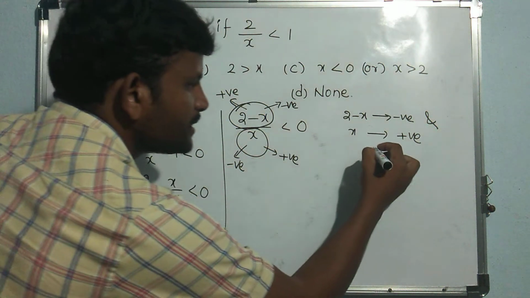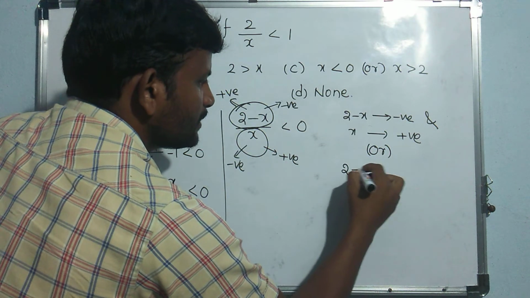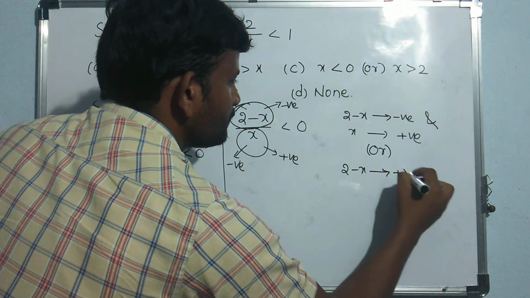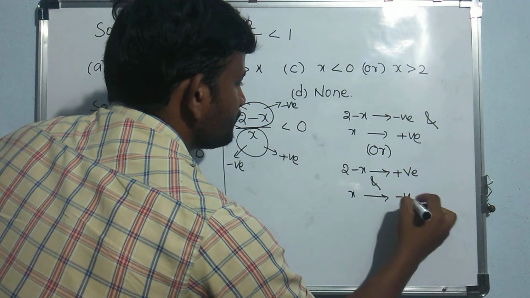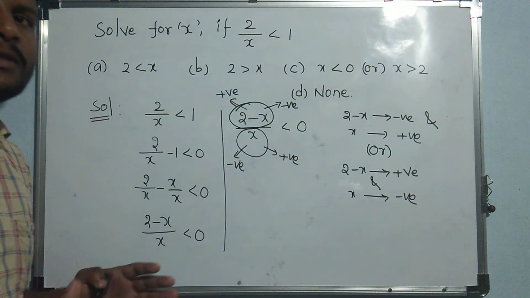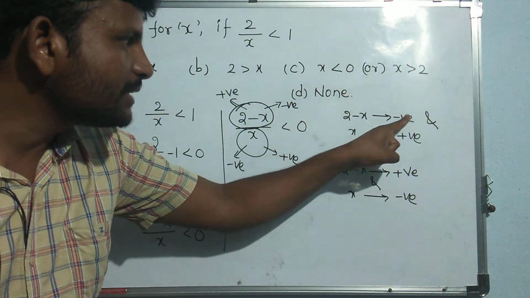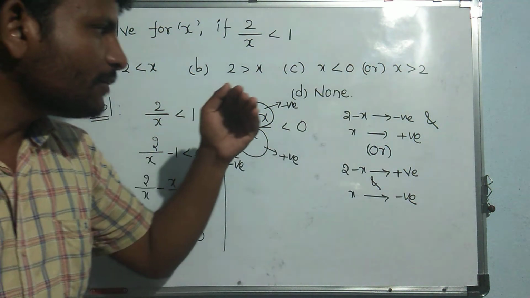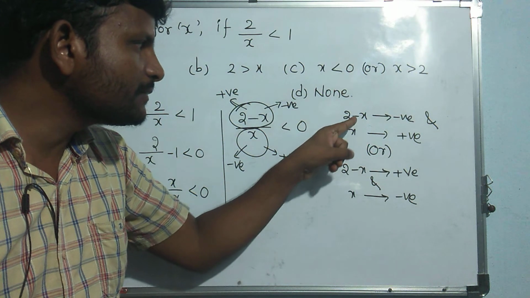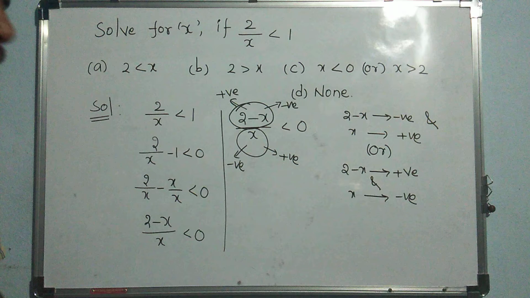And one more solution, I am writing, or if 2 minus x is positive and x should be negative. So these two are the solutions we are getting here. Let me verify those two solutions. What is the meaning of 2 minus x is negative? When can it be negative? And for what values of x does this become negative, and at the same time this becomes positive? You have to think about them.